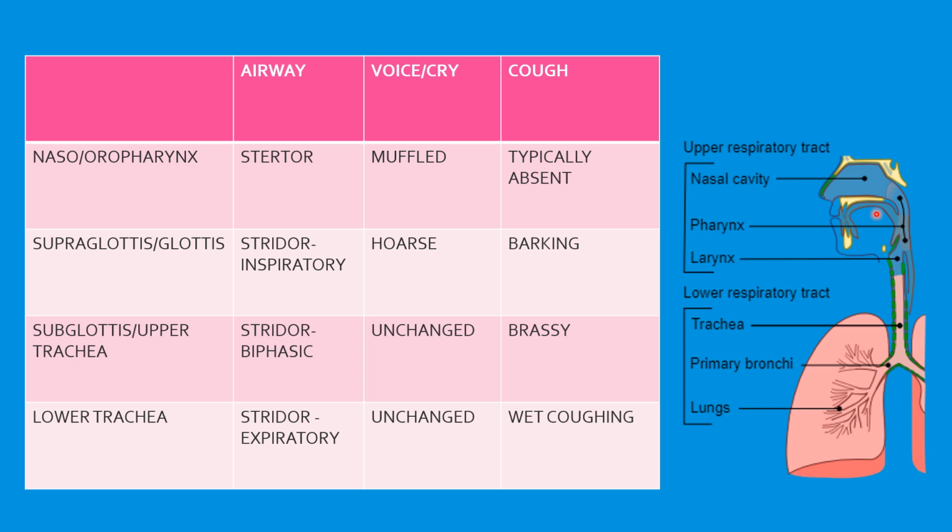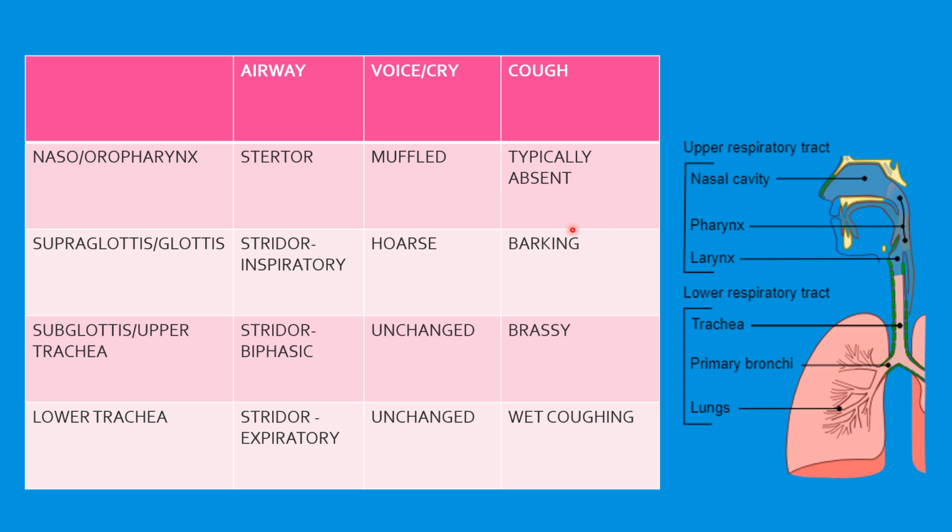Coming to the voice or the cry of the patient, if the obstruction is in the nasopharynx or oropharynx, then the cry is muffled. In the supraglottis or glottis, it is hoarse, whereas it is unchanged in the rest of the two. Coming to the cough, cough is typically absent when there is a nasopharyngeal or oropharyngeal obstruction.